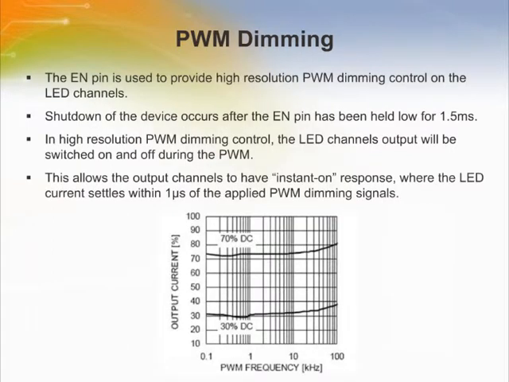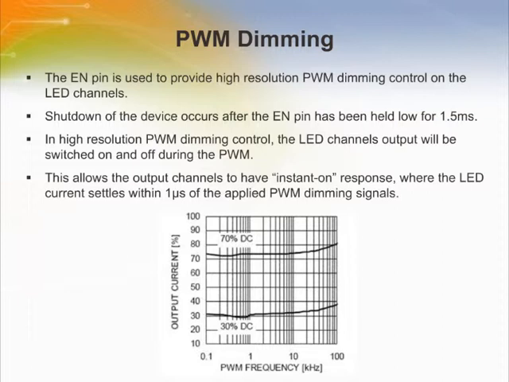The EN pin is used to provide total shutdown of the device as well as high-resolution pulse-width modulation dimming control on the LED channels. Shutdown of the device occurs after the EN pin has been held low for 1.5 milliseconds. During the soft start power-up sequence from the shutdown mode, the LED current typically settles within 40 microseconds for 1x mode operation. This LED current settling time becomes 400 microseconds if 1.33x mode is needed.